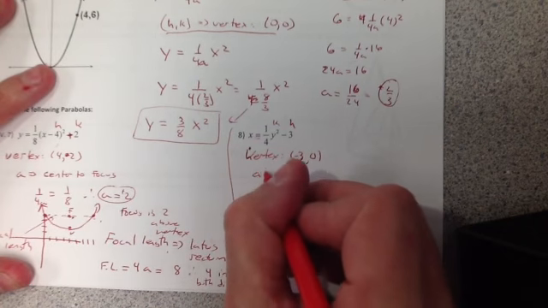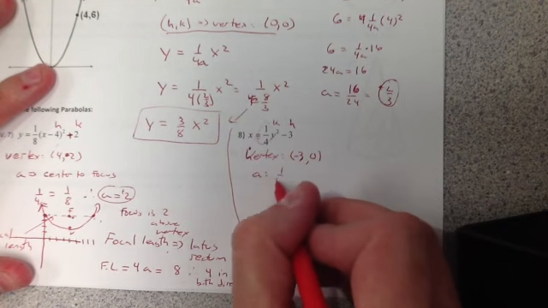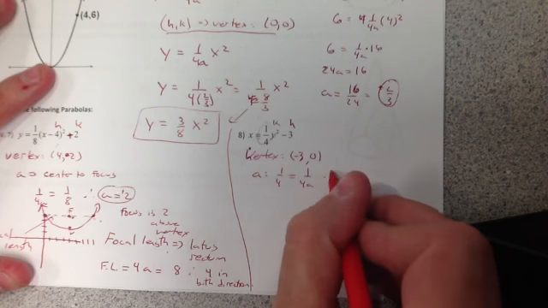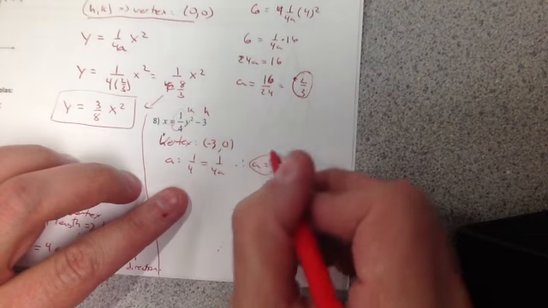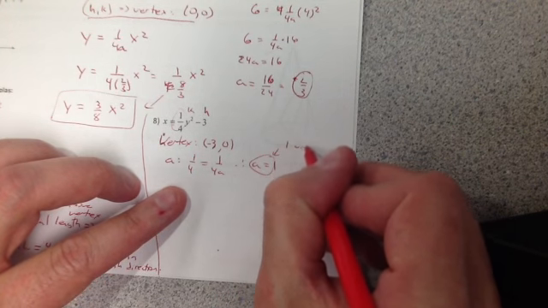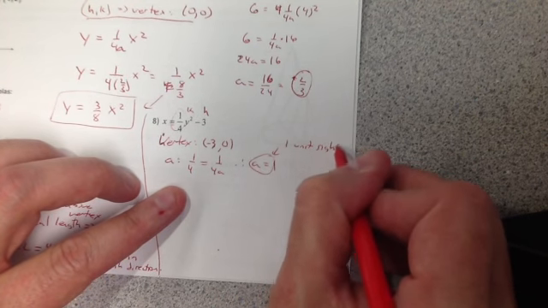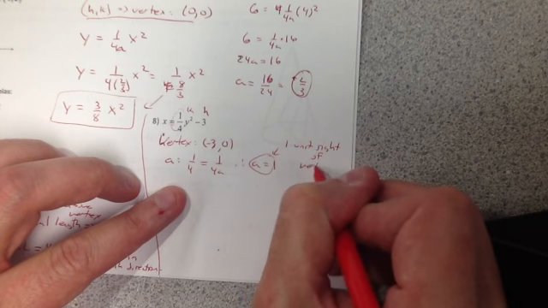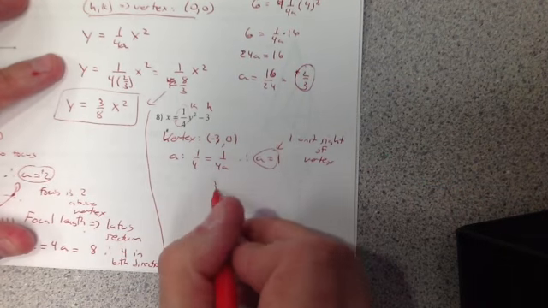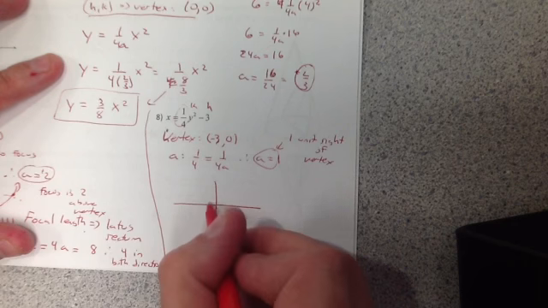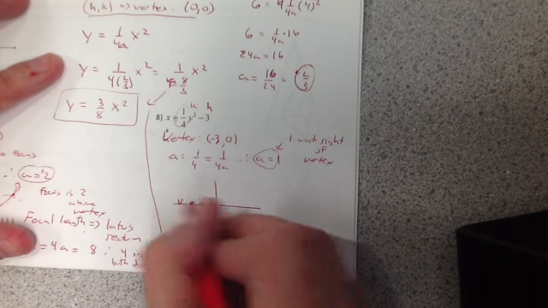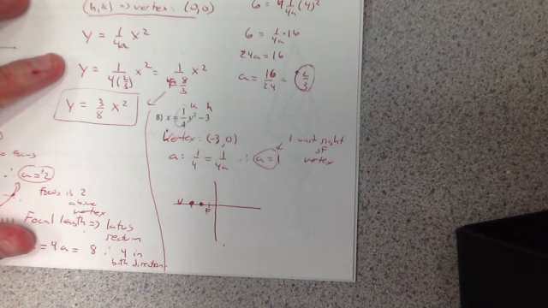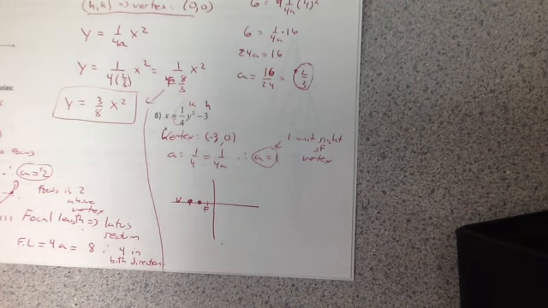Next we're going to get A. To get A, we look at here. 1 over 4 has to equal 1 over 4A. Easy breezy. A is 1. So because it's sideways, this is 1 unit right, because it's positive, of the vertex. So if I were to graph this, graph your vertex, -3, 0. There's my vertex. 1 unit to the right. There's my focus. I always think it's like Pac-Man. The parabola has to eat the focus. Yum, yum, yum.